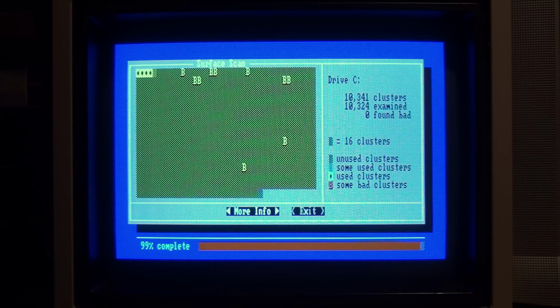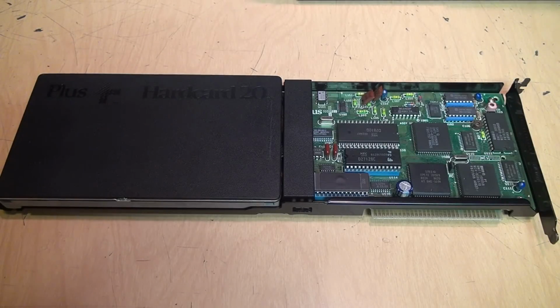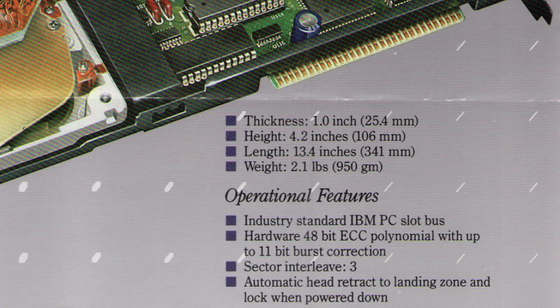I'm doing a scan disk surface scan on it, and it did not find any more bad sectors on it than the original format did. So at least for now, this drive should be reliable. In case you're curious like I was, the hard card 20 uses an interleave of 3:1, which is really the best you can do on a PC or XT running at 4.77 megahertz.